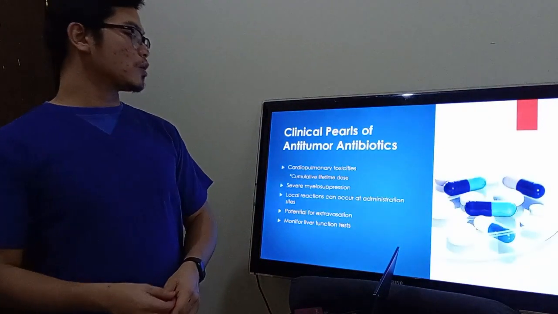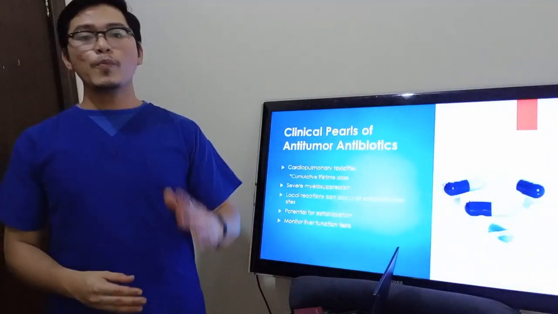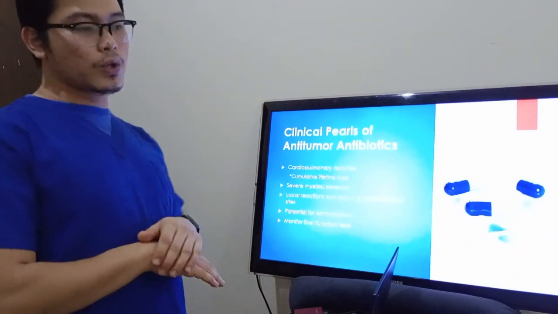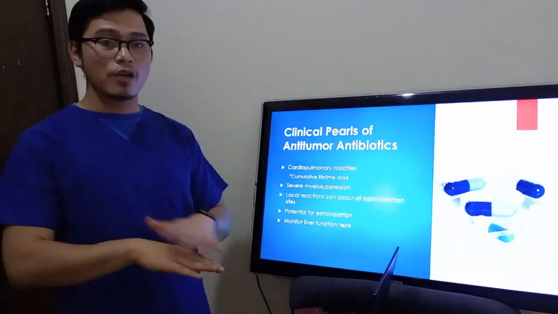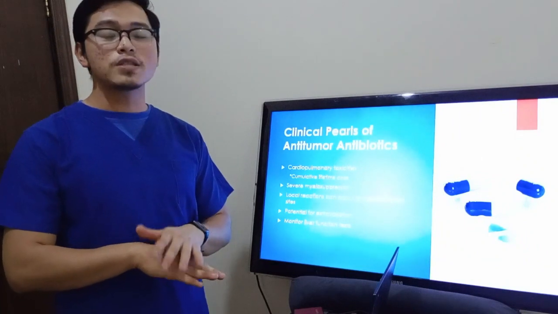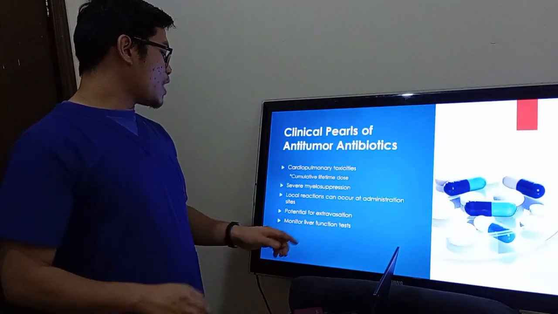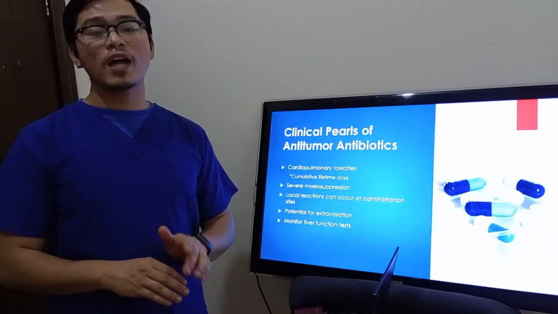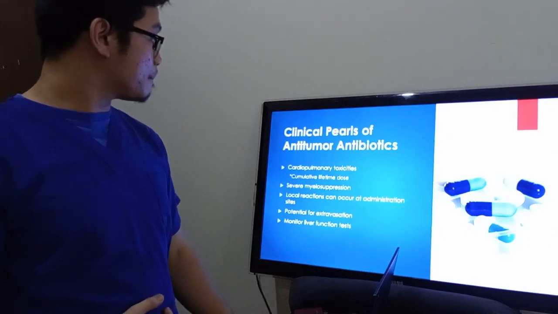Local reaction can occur at the administration site, with potential for extravasation. If there is improper administration of this medication, it can cause damage to the surrounding area, cause infection, and cause necrosis as well. And we have to monitor liver function tests. That's why the laboratory is very important for patients who are receiving chemotherapy.